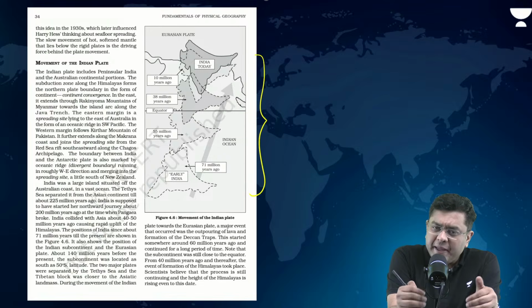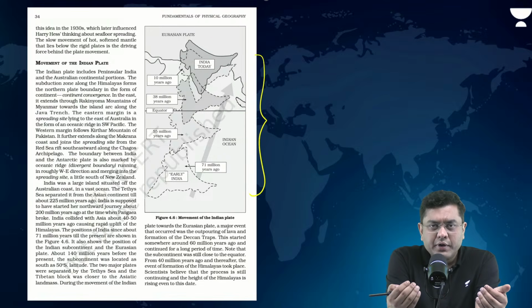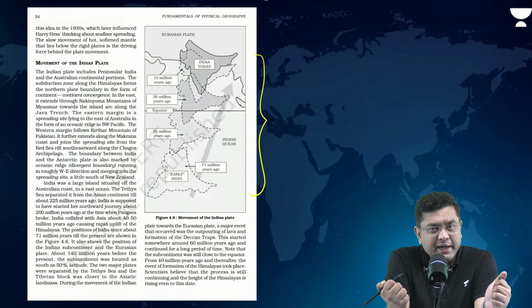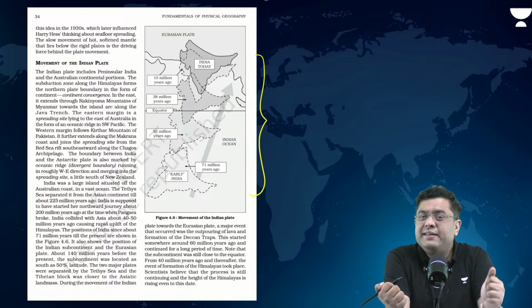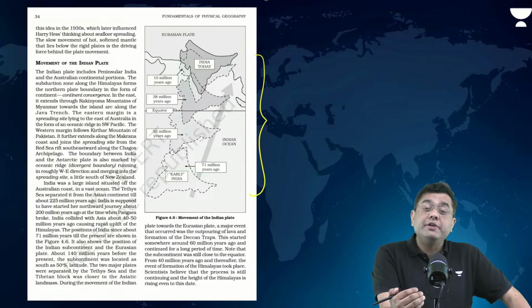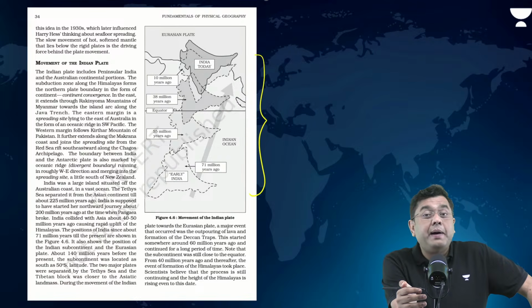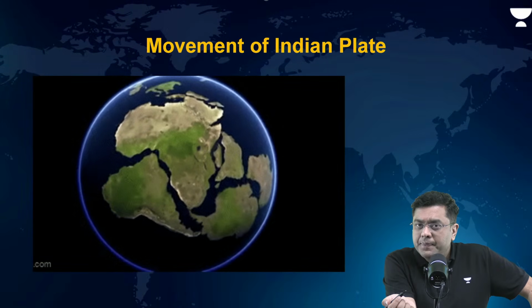Now, based upon that analysis, the scientists were able to recreate the movement of the Indian plate. And that is where they said that the region which now forms the Himalayas was at one point of time part of an ancient ocean.